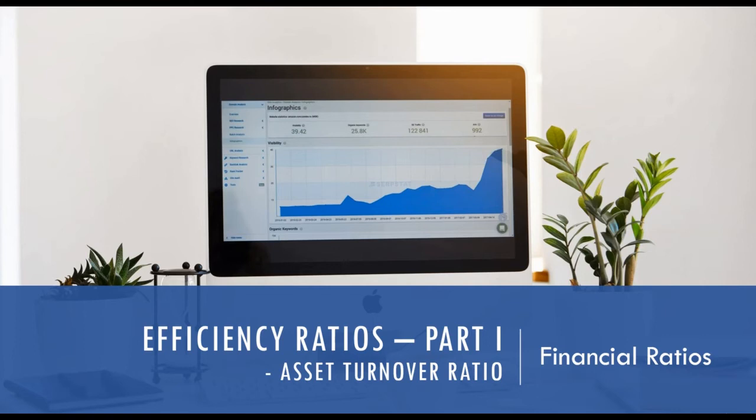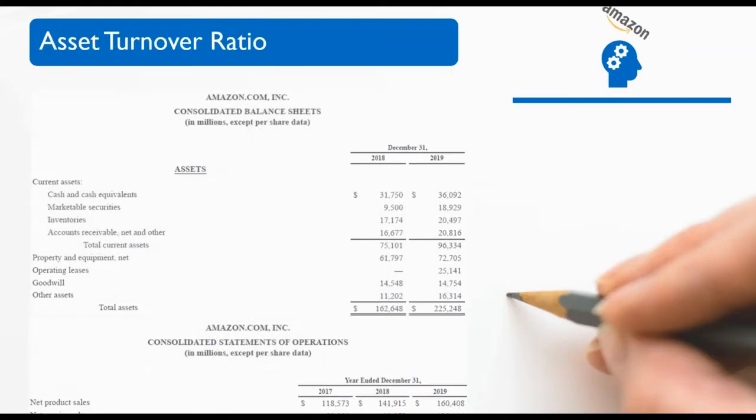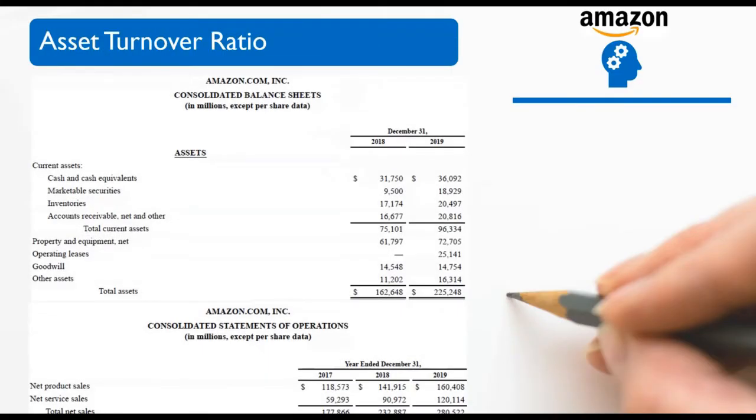Hi, welcome back. In this lecture, we will go through part 1 of the efficiency ratios, where we will walk through the asset turnover ratio. On this slide, we will now calculate the asset turnover ratio for Amazon.